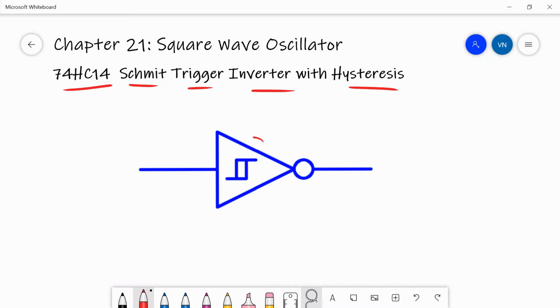I don't know if you remember this from chapter 20, but this is the symbol that we used when we had circuit input with hysteresis. And that means it has a different threshold depending on whether it's going forward or going negative. Let me just refresh your memory on that.